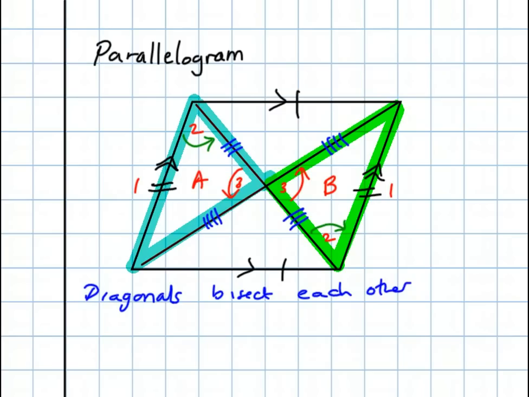Can we prove they're the same length? No, we can't at this stage. We can't at any stage actually, because we cannot say and prove that the diagonals must be the same length.